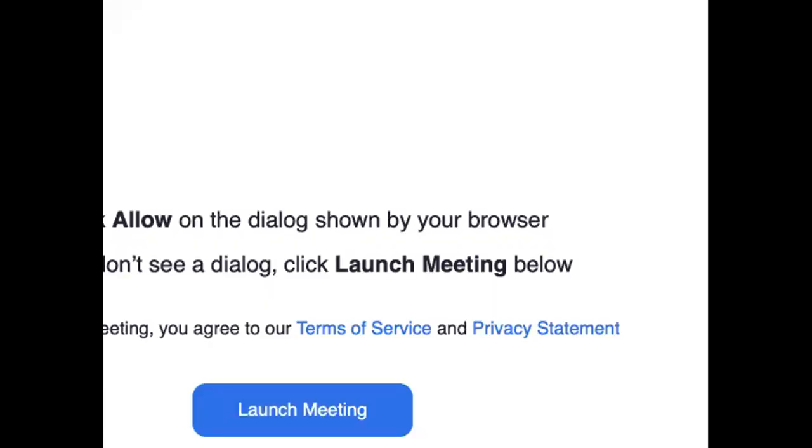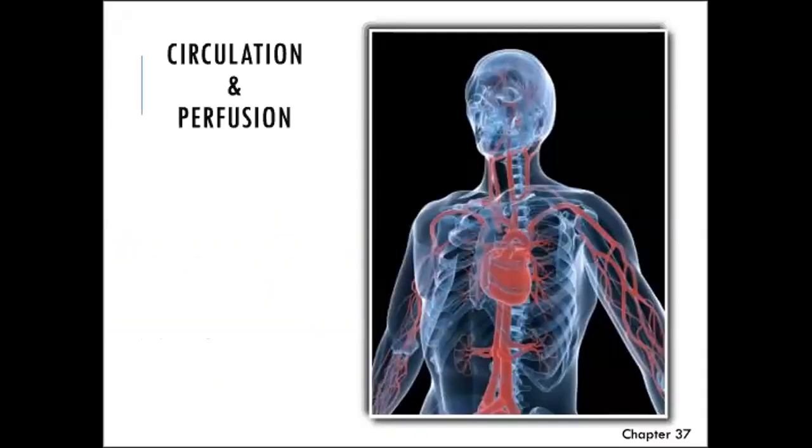All right, guys, we are now going to be doing your circulation and perfusion. All right, so circulation and perfusion is chapter 37 in your F.A. Davis textbook.